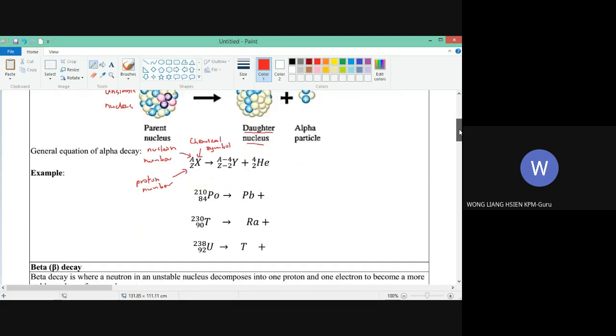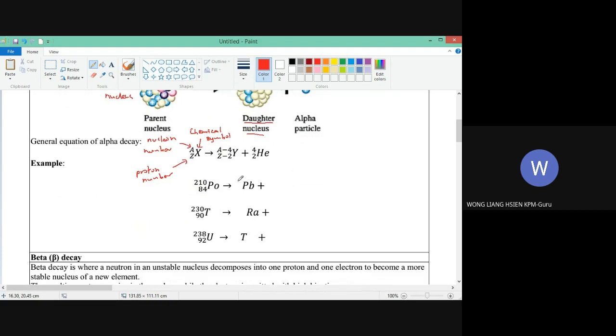Let's look at an example. For example, we have polonium. After the polonium undergoes alpha decay, it will emit a helium nucleus or alpha particle. From polonium it will change into lead. The proton number 84 minus 2 becomes 82, which means it is the element lead. And the nucleon number minus 4, so it becomes 206.